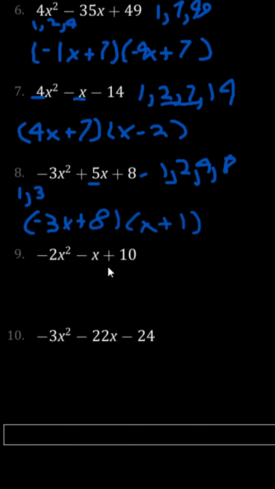Negative 2x squared minus x plus 10. Negative 2x will have the factors of 1 and 2. Pretty simple. 10 has 1, 2, 5, 10. Of the two factors, both will be positive or both will be negative. Of 1 and 2, 1 will be negative and 1 will be positive. Our b value is a negative 1, which means that the negative will be greater than the positive. So just looking at this, I'm seeing probably going to have a negative 5 and then a positive 4.